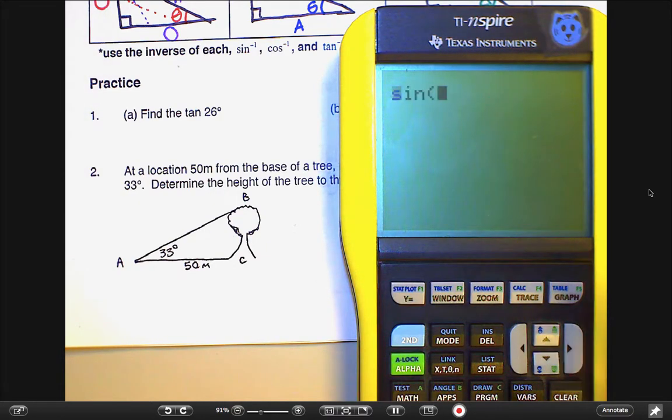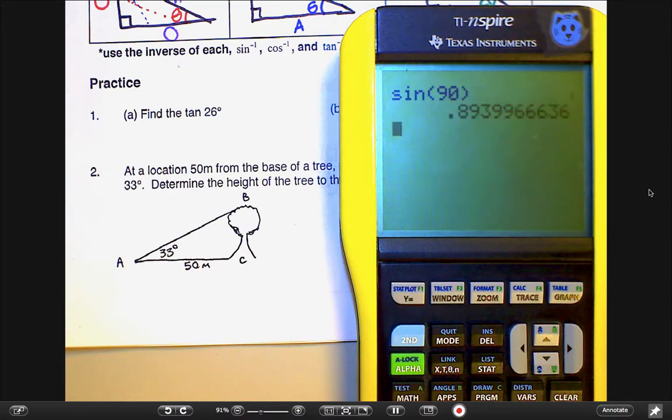That check is to do the sine of 90. When we do the sine of 90, this needs to be 1. If it's not 1, our calculator is not set up right. It's not in the right mode. So if I do sine of 90, I did not get 1. So my calculator is not set up correctly. I did this on purpose so that we could see this.